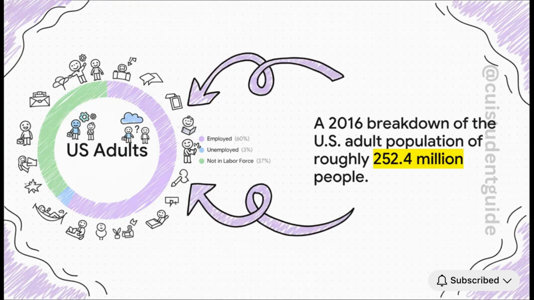Let's put some real numbers on this to see how it plays out. Using data from 2016, you can see that out of about 252 million adults, around 150 million were employed. Just under 8 million were counted as unemployed. But look at that third group. A whopping 94 million people were considered not in the labor force. That is a massive chunk of the population that isn't part of the main calculation.